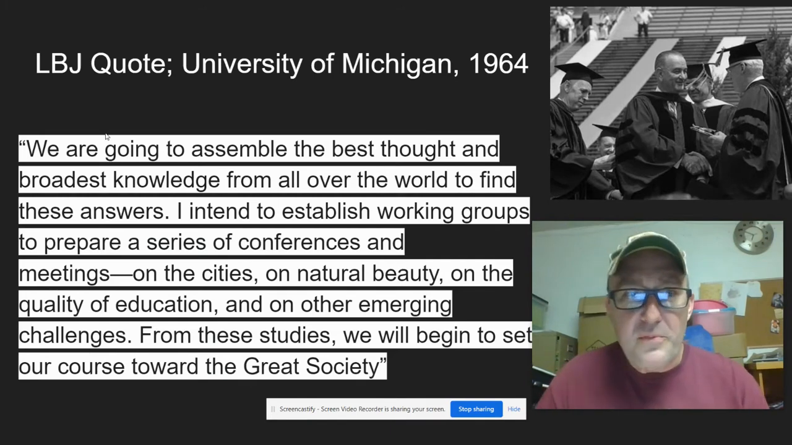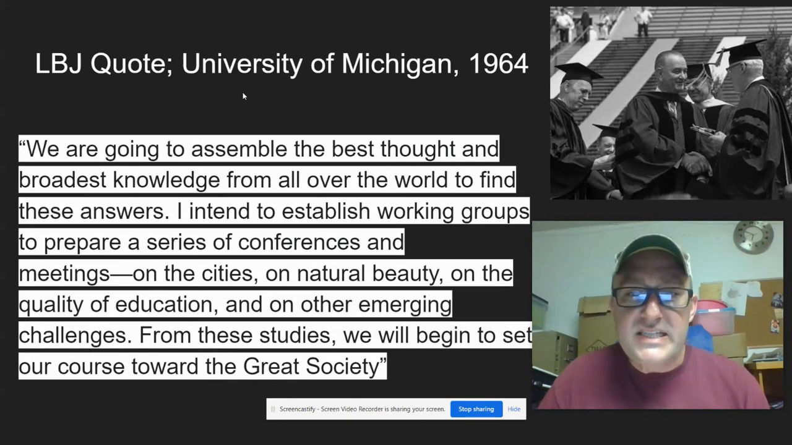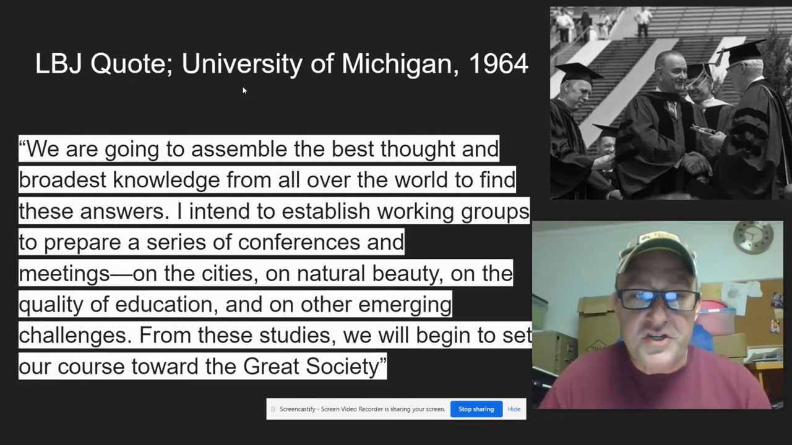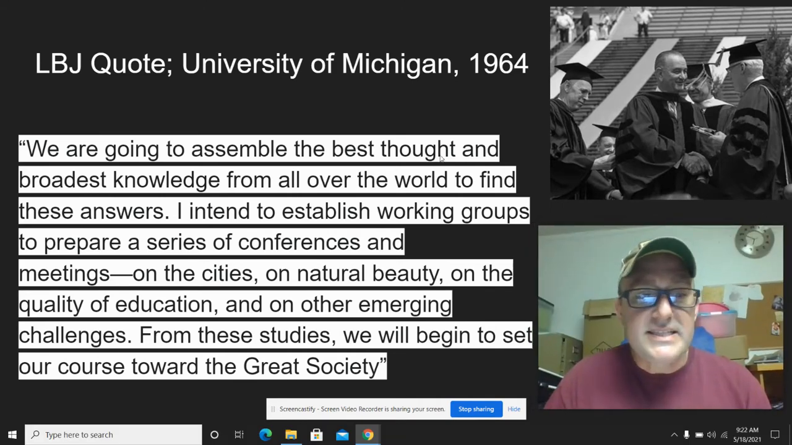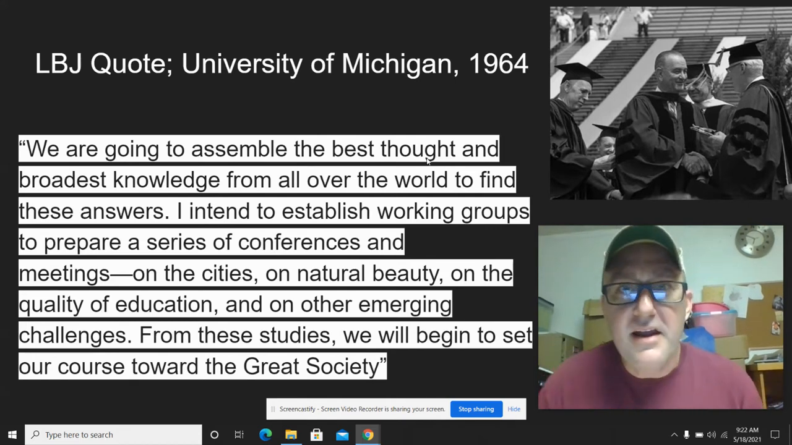So here's a quote from Lyndon Johnson, one of the first speeches he gave on the Great Society reforms. "We are going to assemble the best thought and broadest knowledge from all over the world to find these answers. I intend to establish working groups to prepare a series of conferences and meetings on the cities, on natural beauty, on the quality of education, and on other emerging challenges. From these studies, we will begin to set our course toward the Great Society." So kind of a catchy term there.